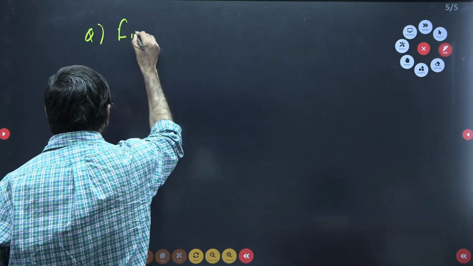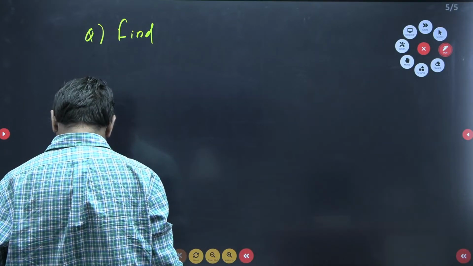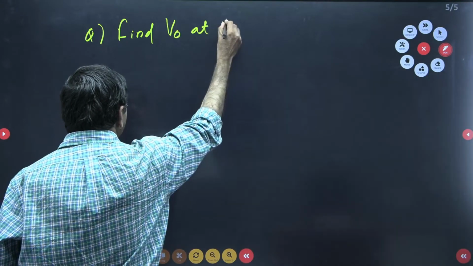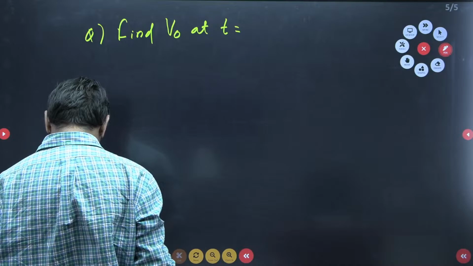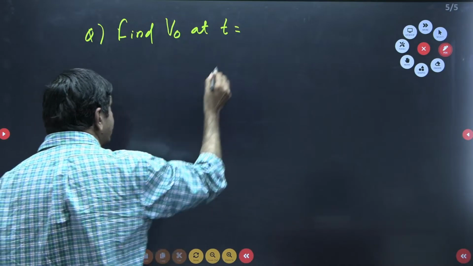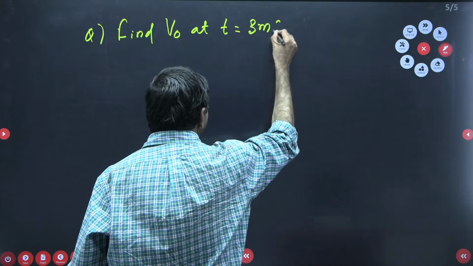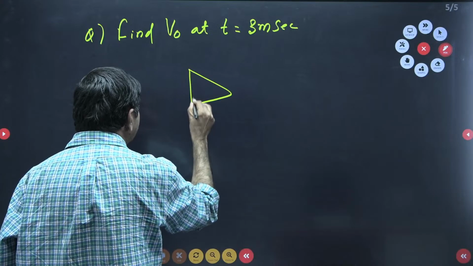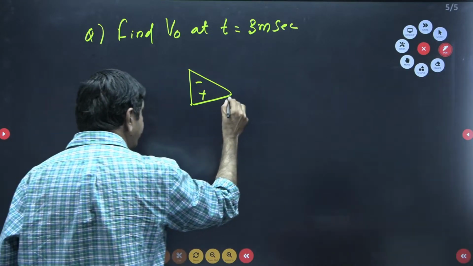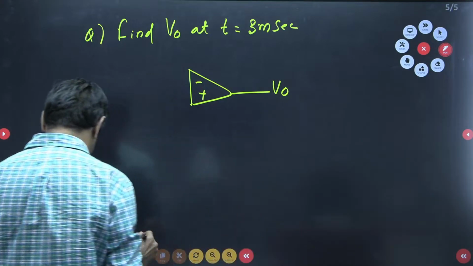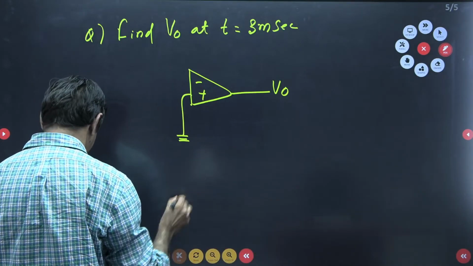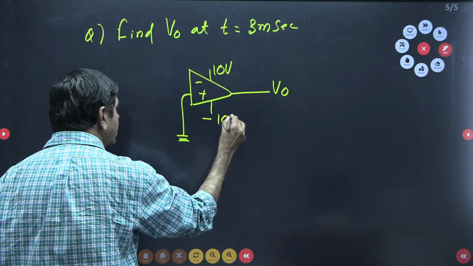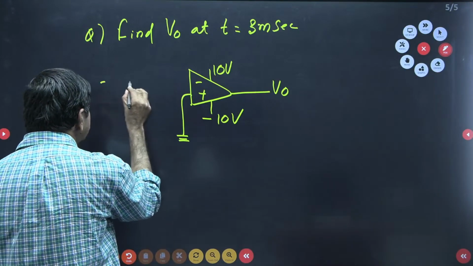Find V0, not asking Vc, V0 at t equal to 3 milliseconds. And the network is given like this. There is an op amp. This is V0 here. This is connected to the ground. Here given plus 10 volts. This is minus 10 volts. And a 1K resistor is connected here.